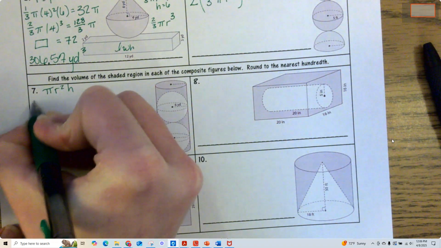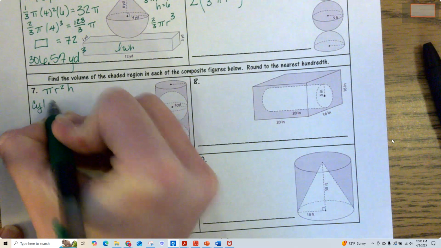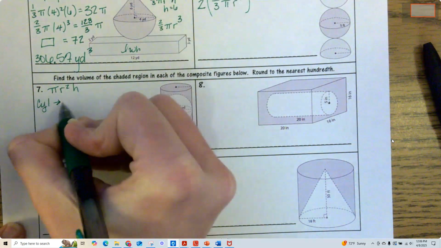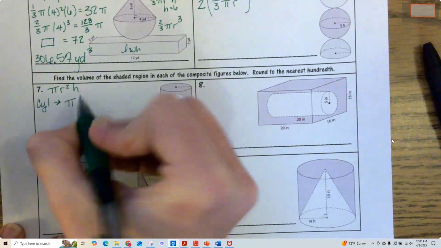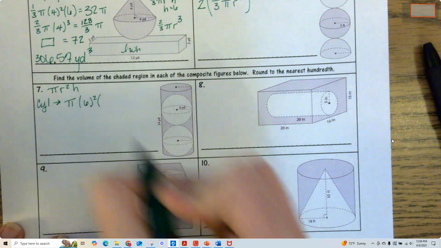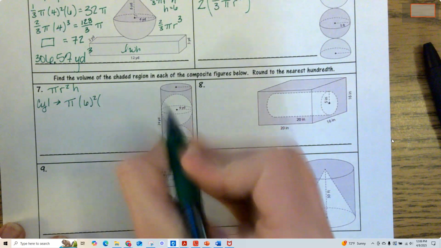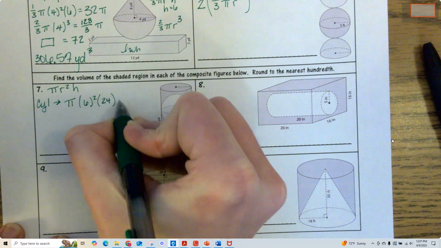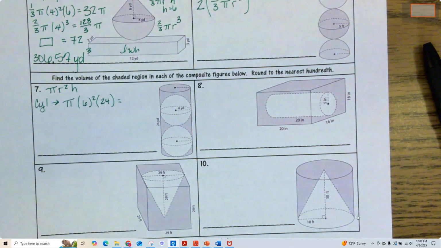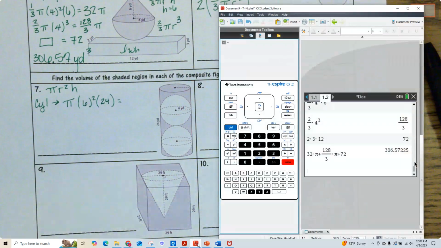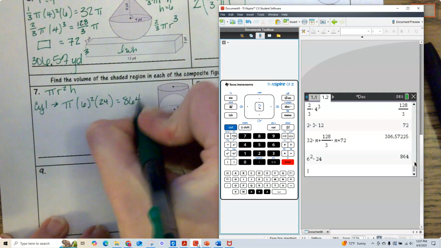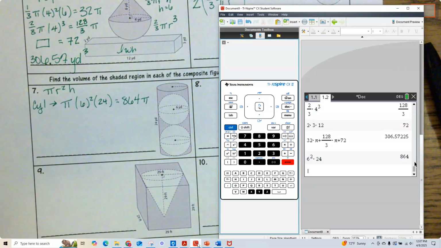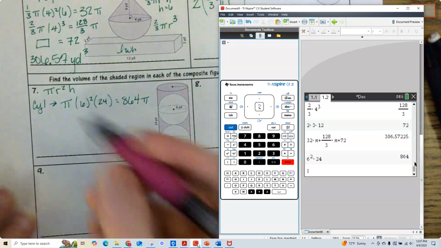So let's do the cylinder. If you need to write little labels like, hey, this is the cylinder. Pi, radius is 6, height is 24. All right, ignore the pi, just for now. And we get 864 pi. Okay, that's what we start with.